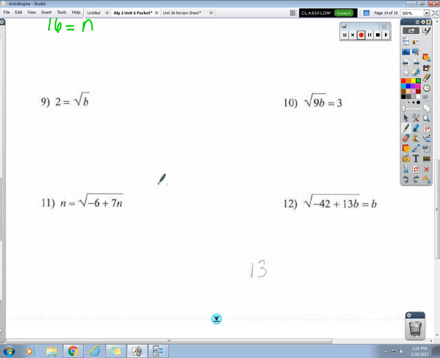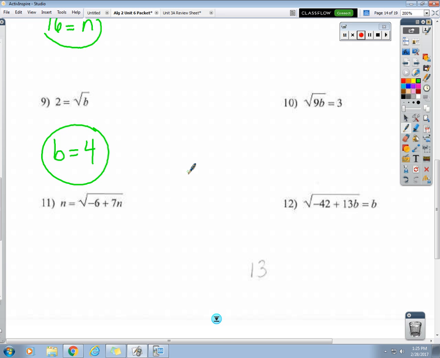So you can pretty much look at 9 and tell me what b equals. You got that right. 4. The square root of 4 equals 2. You can just plug it in. Plug in 4 for b. The square root of 4 equals 2. So 4 is the right answer.